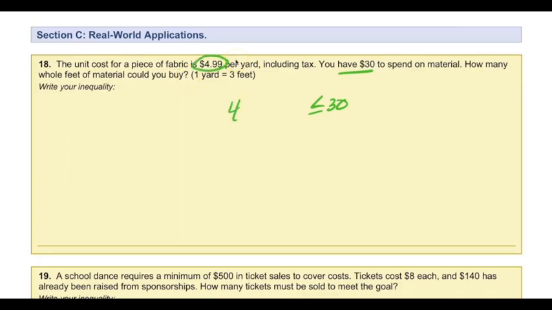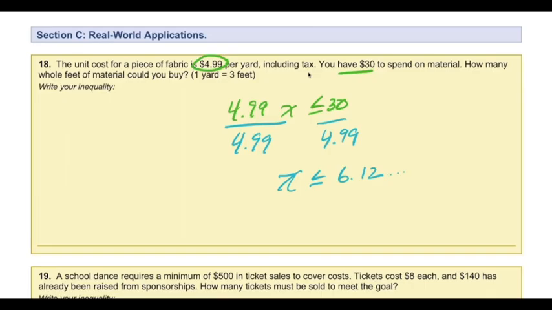So I'm going to go $4.99 X is less than or equal to 30. And all we have to do is divide by $4.99. And we're going to get X is less than, I need to calculate that. It's about 6, a little bit more than 6. Let's say 6.12. That's an estimation. But since you have to be less than it, X has to be less than or equal to 6. That's going to be my answer there.